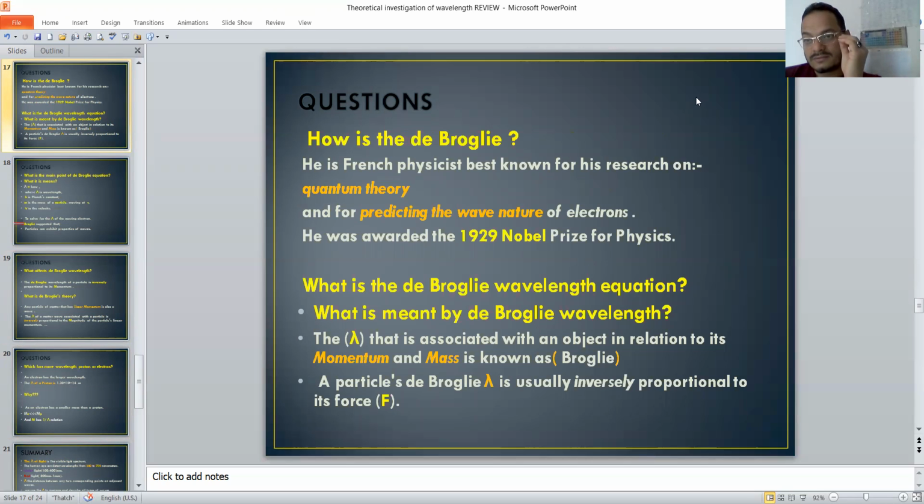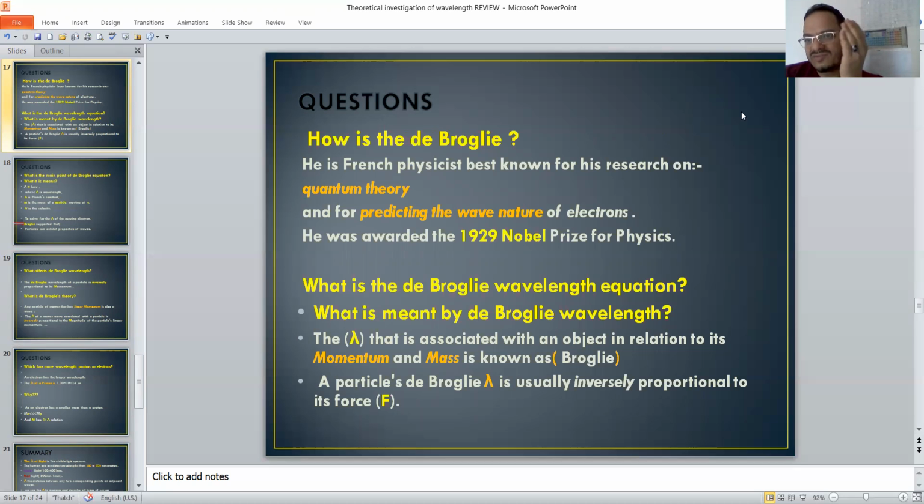De Broglie is an important name in the wavelength topic because this guy created the wavelength equation for us, and he was famous in other topics like quantum theory and predicting the wave nature of the electron. He was awarded the Nobel Prize in physics in 1929. What is the de Broglie wavelength equation?